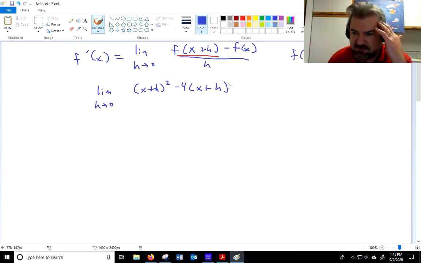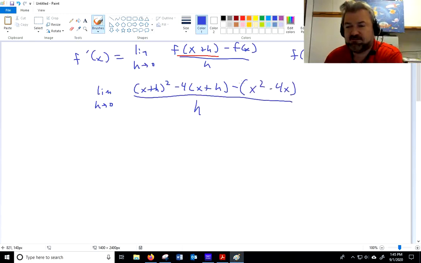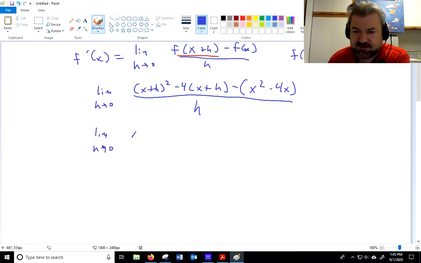Now I have to do the next part, minus f of x. Well, what is f of x? It's x squared minus 4x. Okay, now, if we do this right, everything that doesn't have an h in it should cancel out. All right, I'm going to square x plus h. I get x squared plus 2xh plus h squared. You can FOIL that if you want to do it by hand, but it's always the first thing squared, times the 2 together and double it, and then square the last one. Minus 4x minus 4h. And then I have a minus x squared plus 4x all over h.